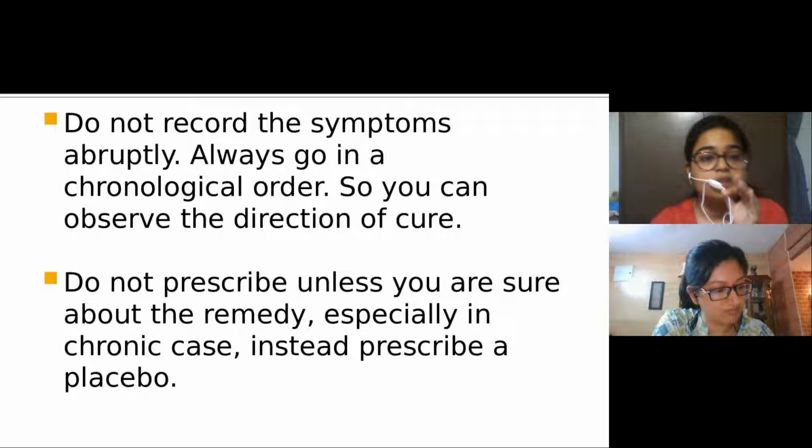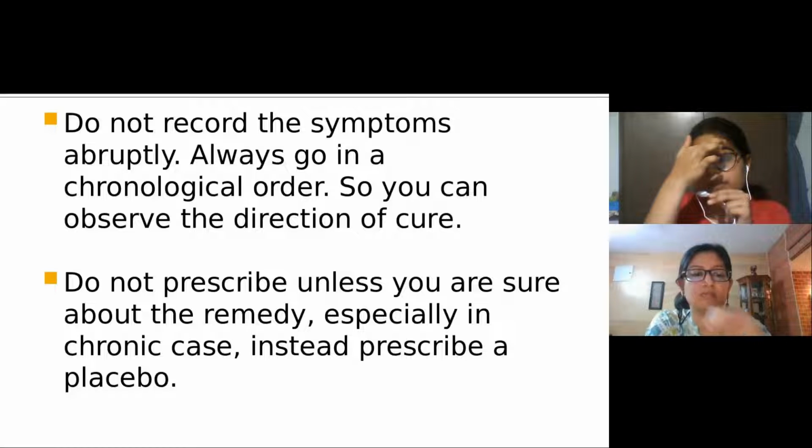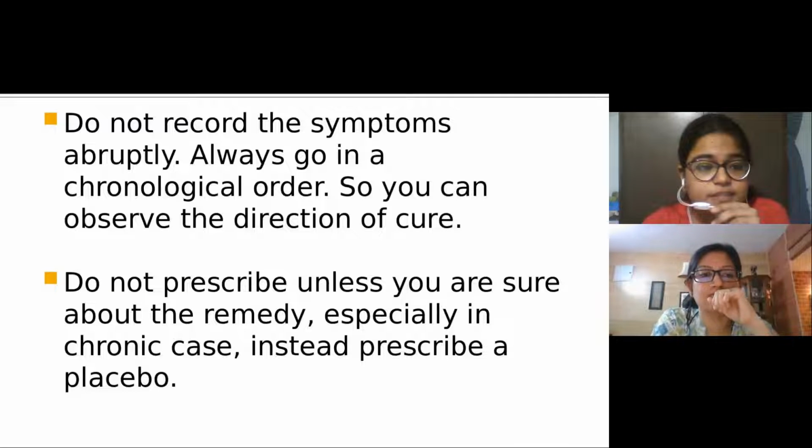And do not record the symptoms abruptly. Always go in a chronological order so you can observe the direction of cure. The patient tells you that first I got these symptoms, then these, so write them properly in chronological order, so that it helps us in medicine selection and also at follow-up time in the observation of direction of cure. And then do not prescribe unless you are sure about the remedy, especially in a chronic case. Instead, prescribe a placebo.